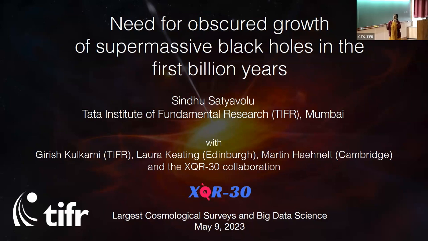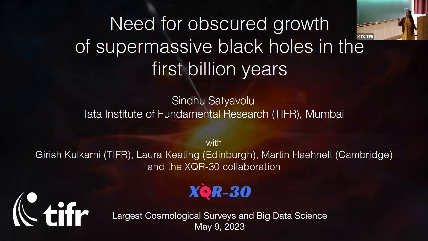The theme of my talk would be supermassive black holes in the first billion years, slightly different from what we've been talking about since morning. So these are supermassive black holes at redshifts of about 6. Data is sparse there, but that's going to change soon because of the multiple surveys that are coming up, like LSST, Roman, Euclid, that we'll be talking about.